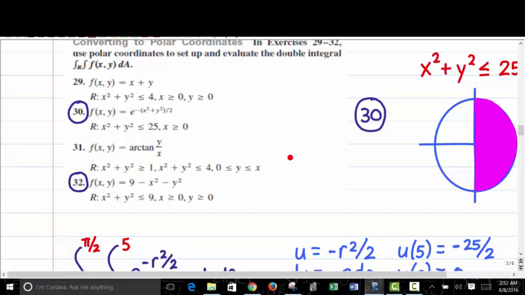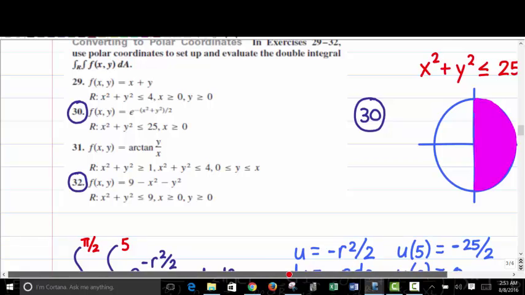X squared plus y squared is less than or equal to 25. So that means we're inside, for sure, the circle with radius 5. Now, are we completely inside the circle? Meaning, is the shading the entire inside of the circle? Well, if it just said that with no other boundaries, yes, it would be the entire circle. But notice it does give us another boundary here. X is greater than or equal to 0. Doesn't say anything about Y, does it?